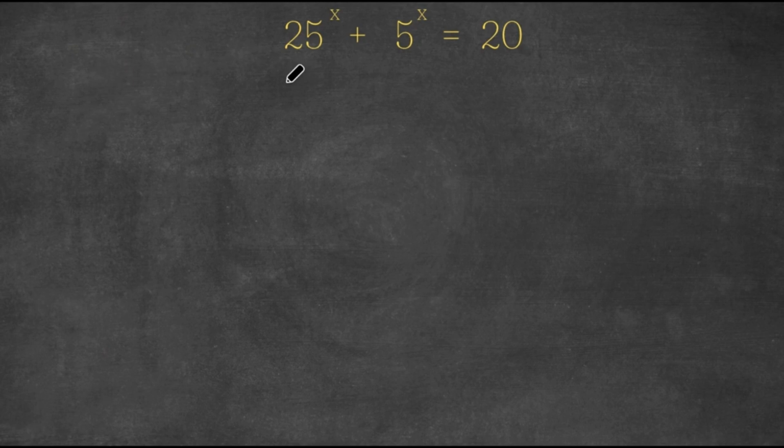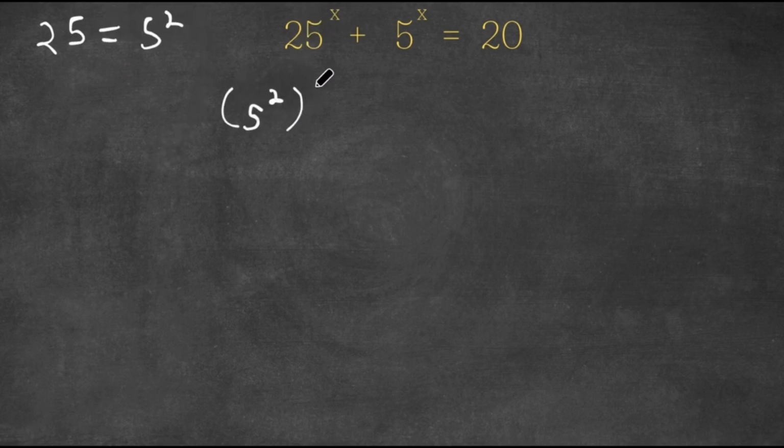In today's video, I'm going to be teaching you guys how to solve this exponential equation. So I have 25 to the power of x plus 5 to the power of x is equal to 20. Now 25, this is the same thing as 5 squared. So now I'm going to replace 25 with 5 squared to the power of x. So now plus 5^x is equal to 20.